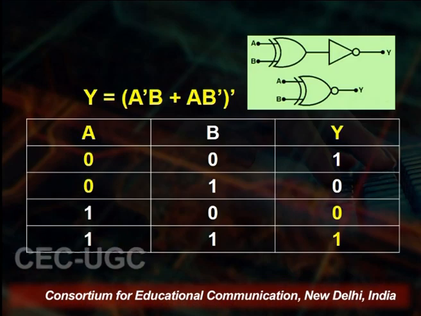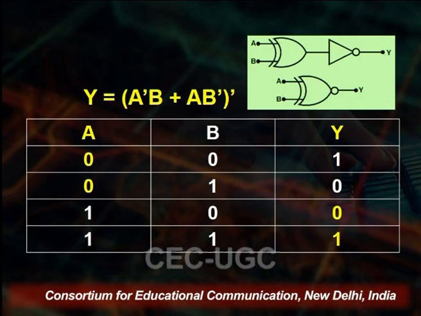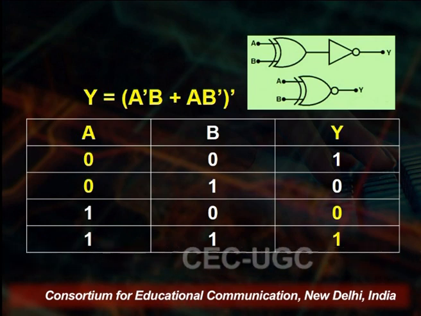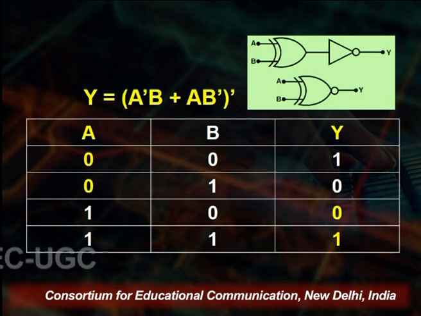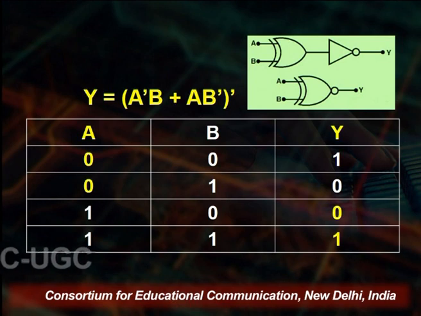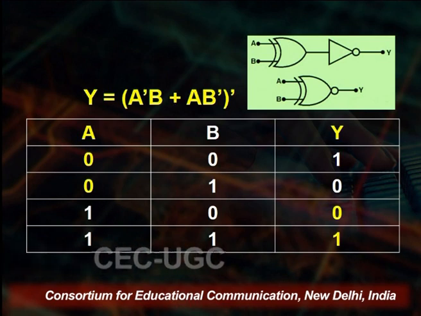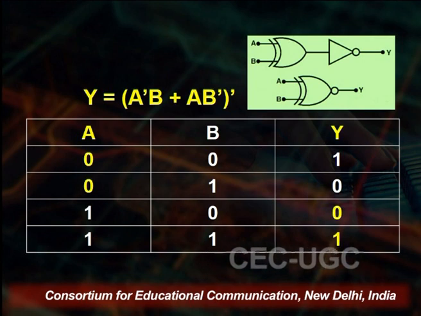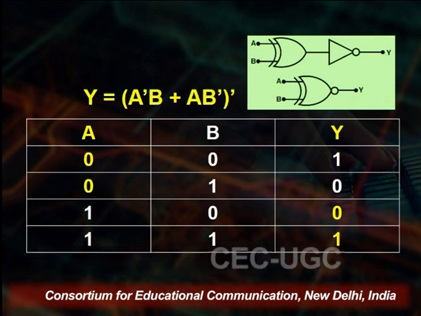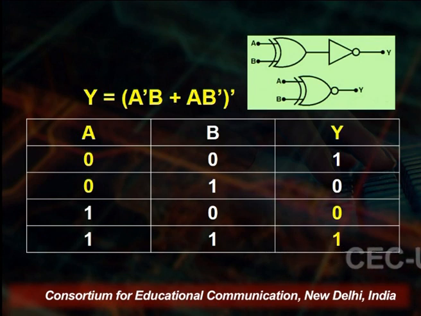Now you see the truth table here. This is the symbol in the above figure. You are seeing the symbol XOR plus NOT, and below it is the XNOR gate symbol. Y is equal to A invert B plus A B invert. After that we take the invert of that, because we are using the NOT gate here, or we can represent it as a bubble here.